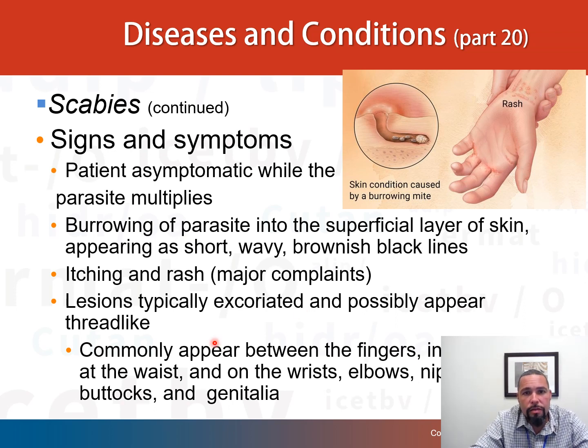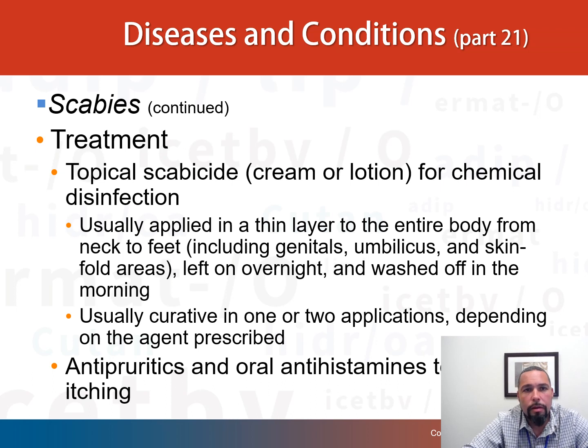All right, the lesions typically appear thread-like. They appear most commonly between the fingers, in the axilla, in the wrists, the elbows, the buttocks, the genitals, and the nipple area. For treatment, a cream or lotion, a topical scabicide, is usually applied in a thin layer to the entire body from neck to feet, including the genitals, the umbilicus, and most importantly the skin fold areas, right here or behind the knee.